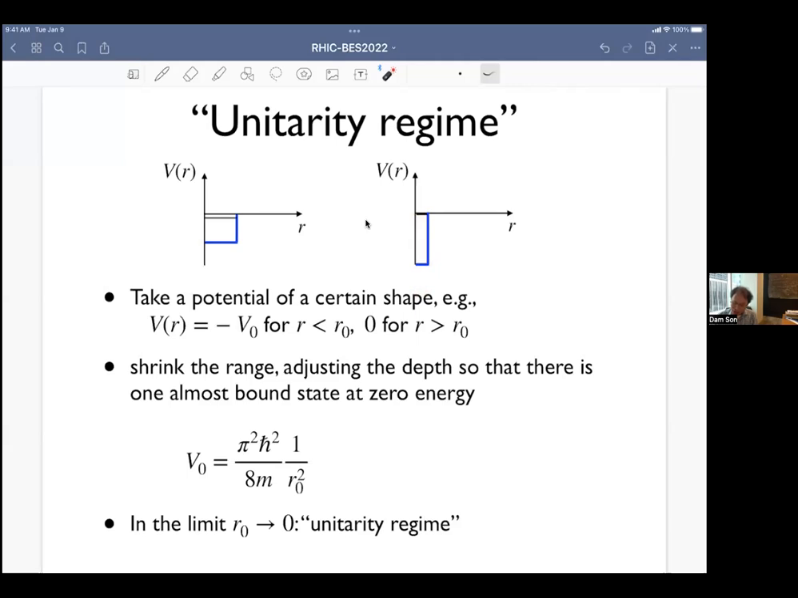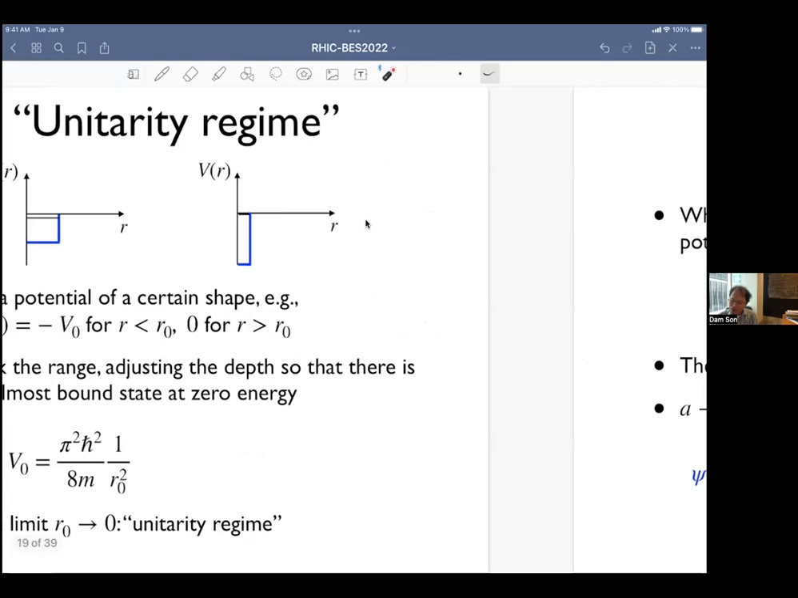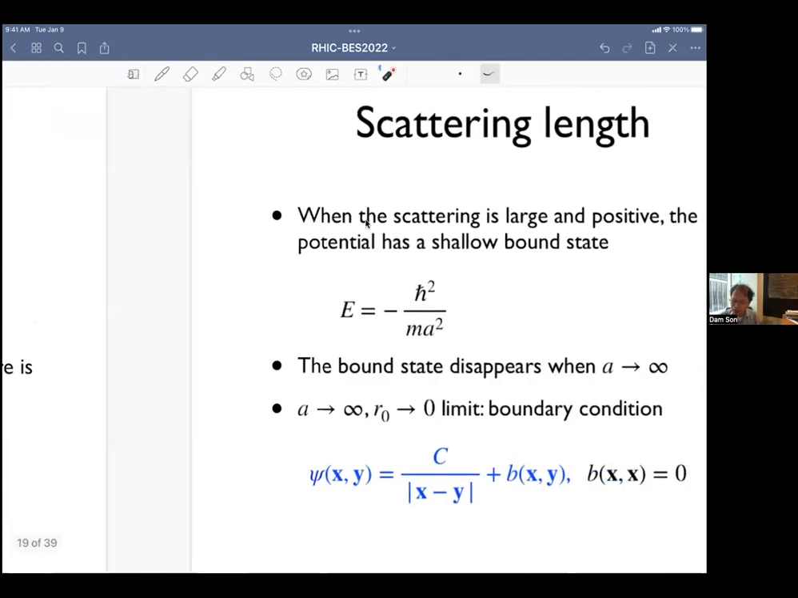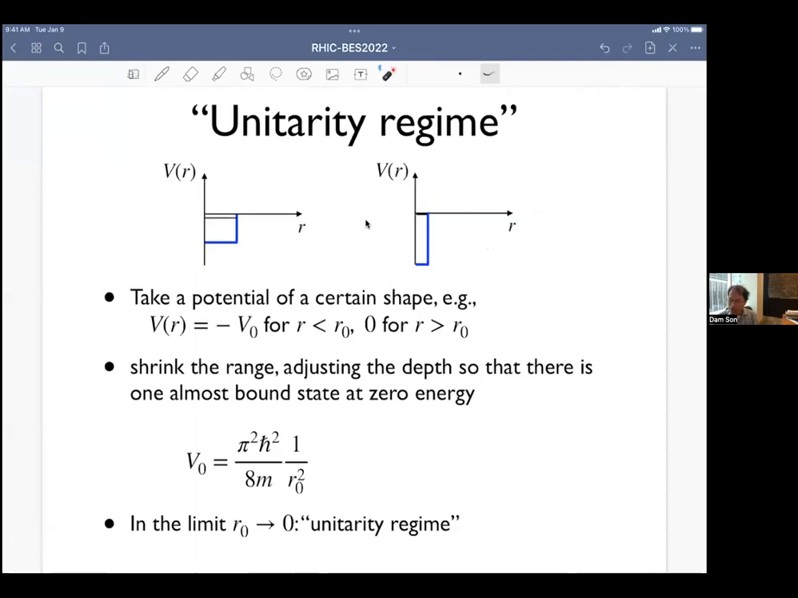Taking this system and taking the limit R naught goes to 0, we go to the so-called unitarity regime in quantum mechanics, in which you can see that none of the scale parameters remain. The binding energy is 0 and the size of the potential is 0. So the problem has no dimensionful parameter.